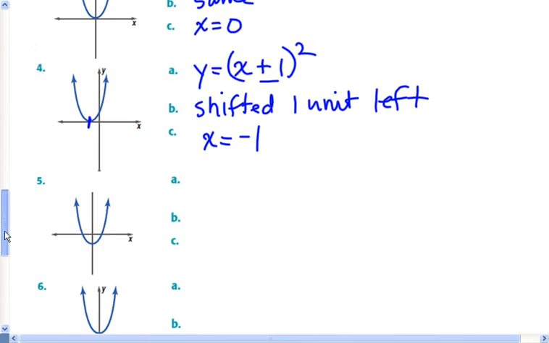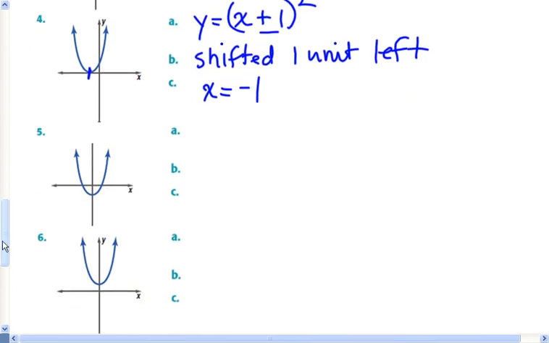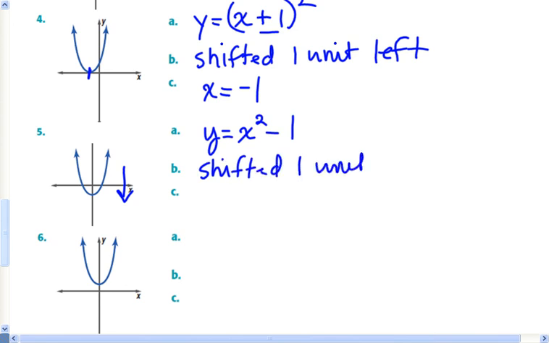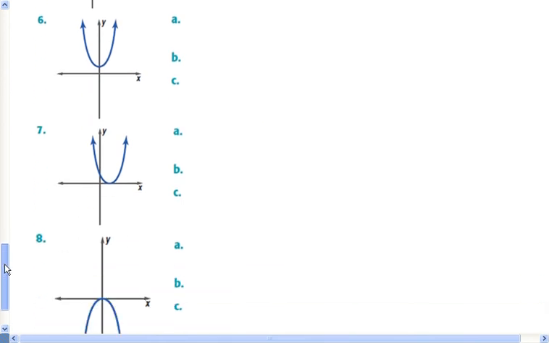Okay? Let's do one more here, and then I'll let you do the rest of them. So this one, you'll notice all the values are 1 down, so the outputs are all 1 less. And the equation where we saw that was x squared minus 1. And we can say it shifted 1 unit down. And the line of symmetry is exactly the same as for our original y equals x squared, which is the y-axis, or x equals 0. All right, you can match up the other ones and fill in the reasons for those.